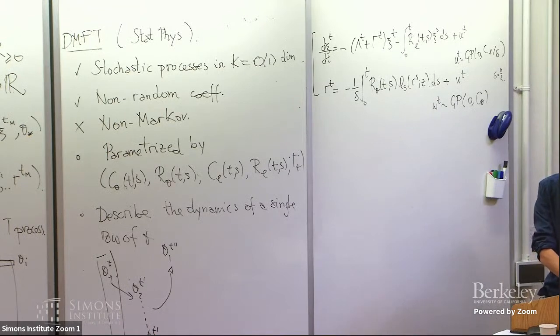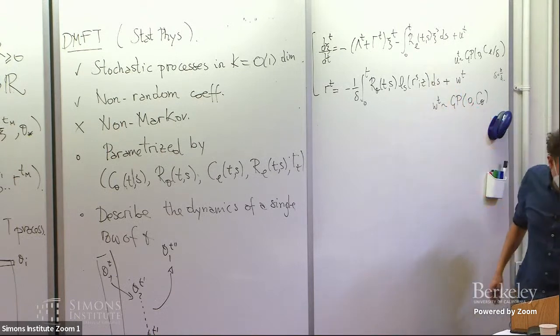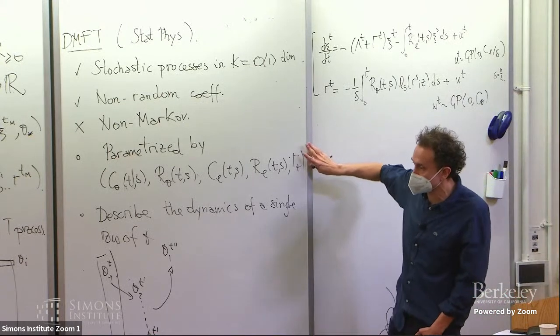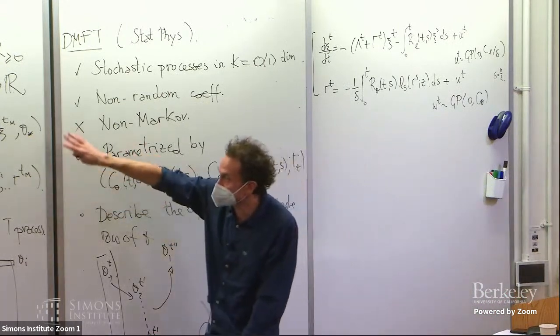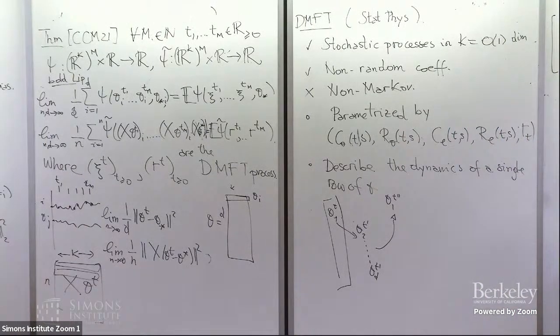Now, how do you find these 5 functions? Any question about this? So this completely defines the limit of this gradient flow in this proportional asymptotics, if I give you these 5 functions.